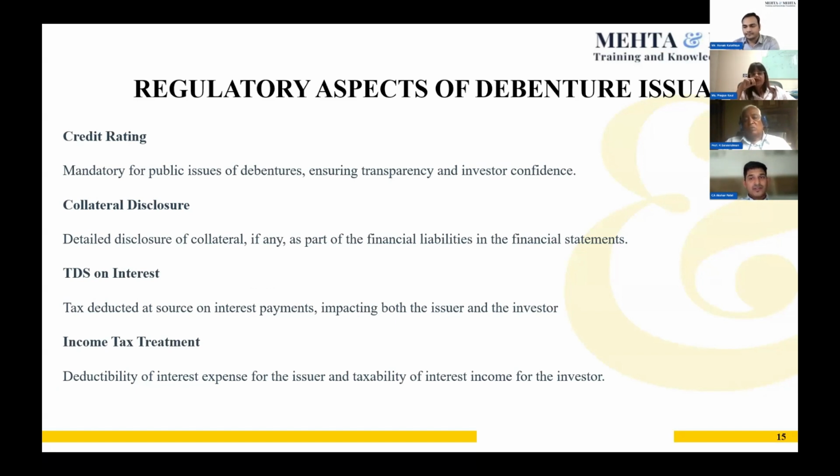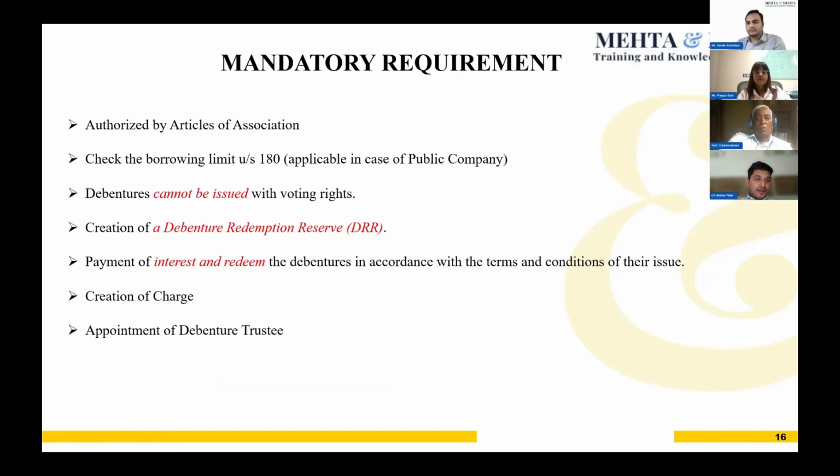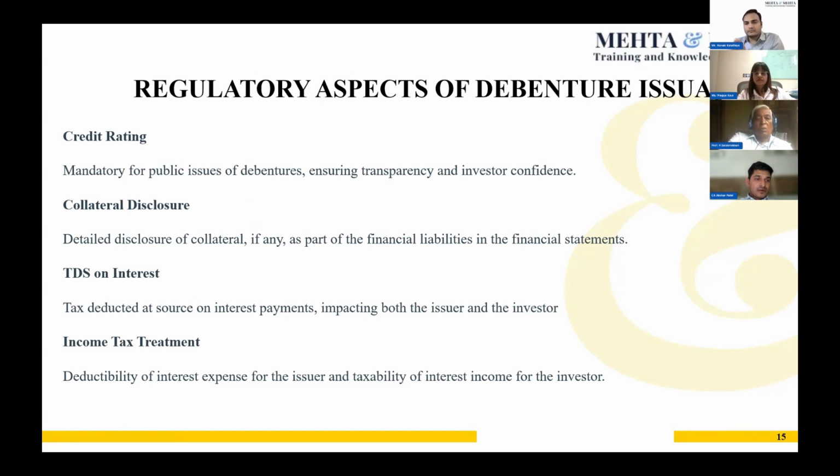When we issue the debenture, in practical view, credit rating is not mandatory, but for a listed entity, the credit rating is mandatory because public money is involved, and it is generally done by credit rating agencies. Various agencies do the credit rating. Sometimes they do it for the security, but mostly the credit rating is done for the issuer, the company. So on the basis of the company's performance, the rating is given to the security they have issued. And collateral disclosure is also required under both Ind AS and Indian GAAP.